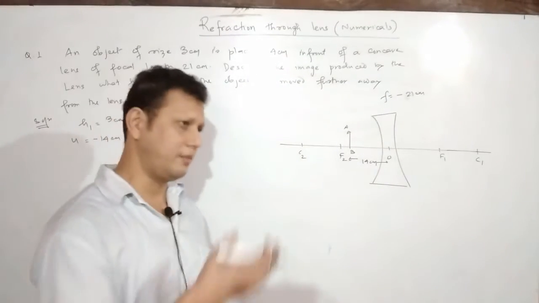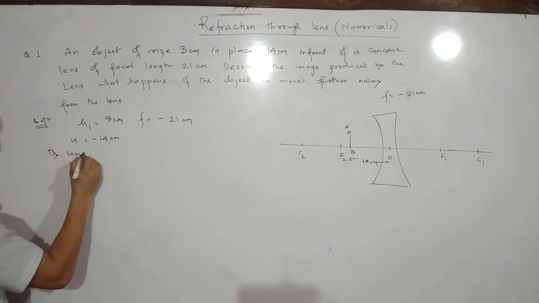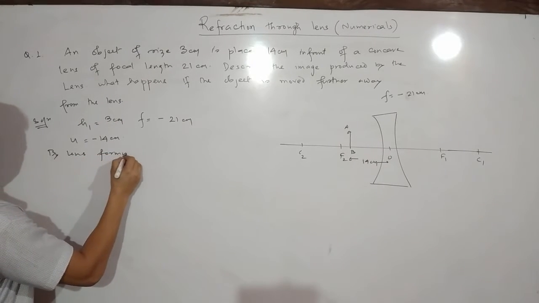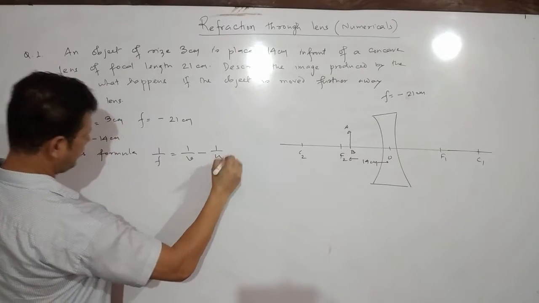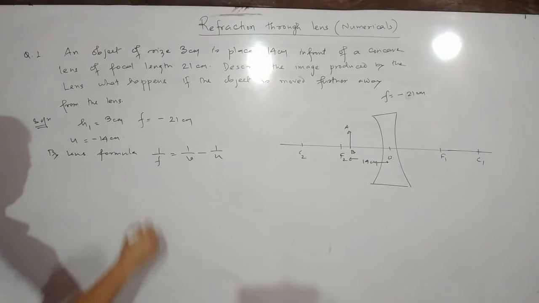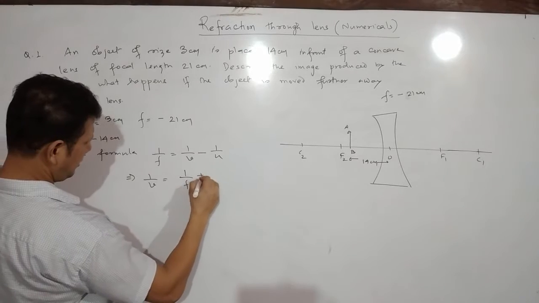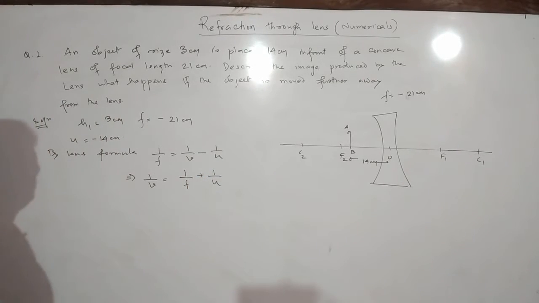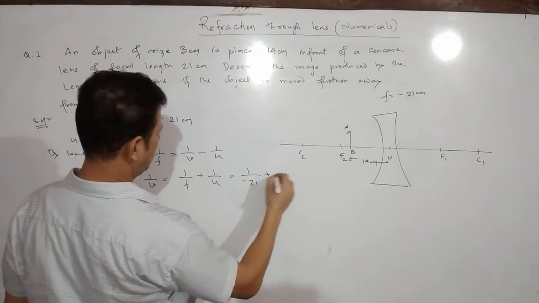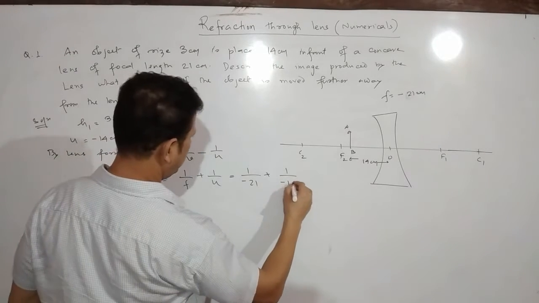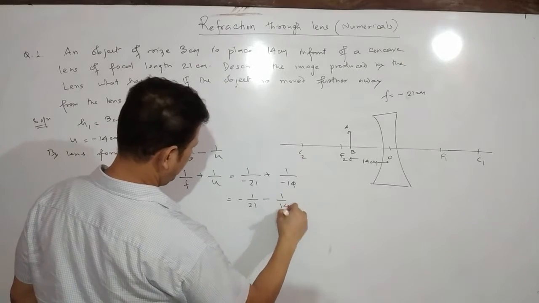First you have to find out the position of the image. For that we will use the lens formula. So by lens formula we know 1 by f is equal to 1 by v minus 1 by u. From that you have to find out v. So 1 by v is 1 by f plus 1 by u. Now we put minus 1 by 21 plus minus 1 by 14, so minus 1 by 21 minus 1 by 14.